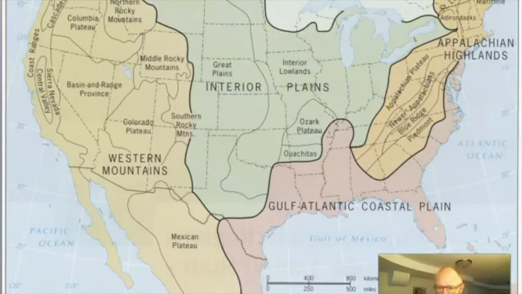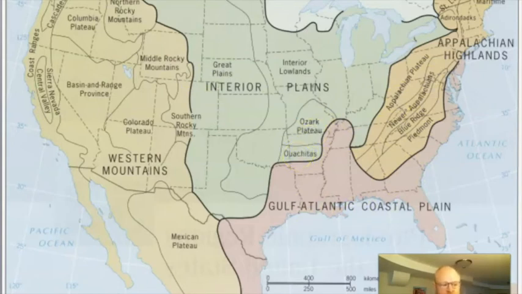Here, you can see in the northeastern area, we've got the St. Lawrence River, or St. Lawrence Valley, New England Maritime, and the Adirondacks. And then we have several physiographic regions related to the Appalachians. We've got the Gulf Atlantic Coastal Plain, Interior Plains, and then the Ozarks, or the Ozark Plateau, and the Wichitas.